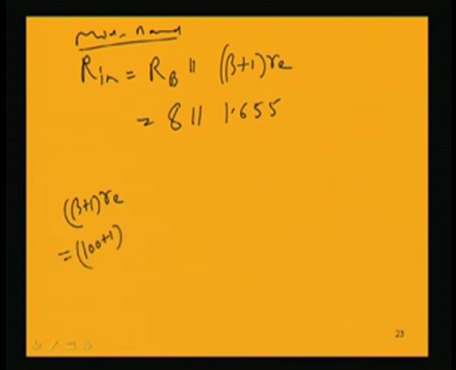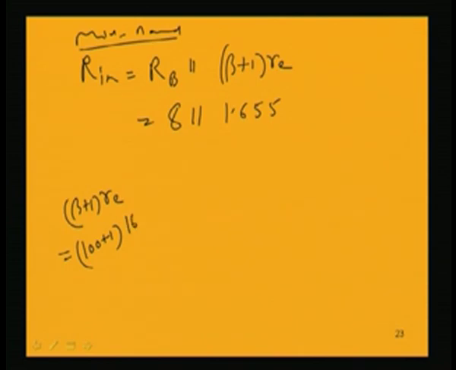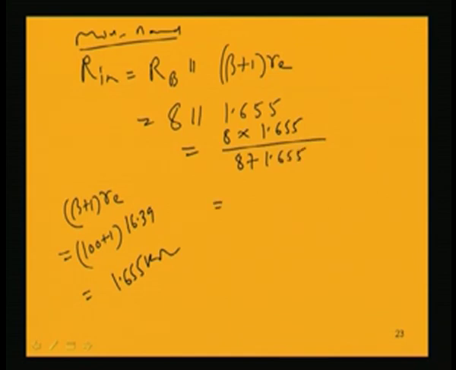into Re. The Re value we have found out to be 16.39. So, this value comes to 1.655 kilo. That is why I am putting this here. If we take this parallel combination, 8 into 1.655 divided by 8 plus 1.655, this is the value of Rin in the mid band, 1.371 kilo ohm.